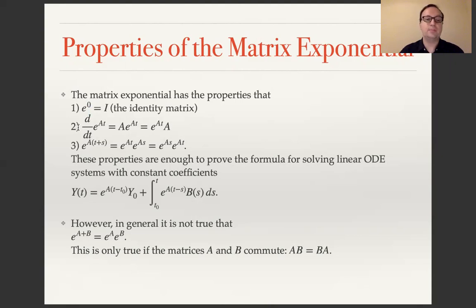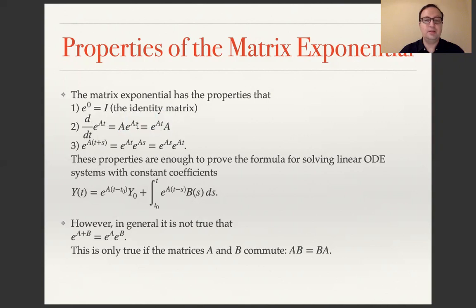The second property is that the derivative of e to the At is A times e to the At, and it's also equal to e to the At times A. So here, A and e to the At are both matrices, and we know that in general the product of two matrices does not commute, but in this case it does. So A times e to the At is equal to e to the At times A. It's equal to the derivative with respect to t of e to the At.